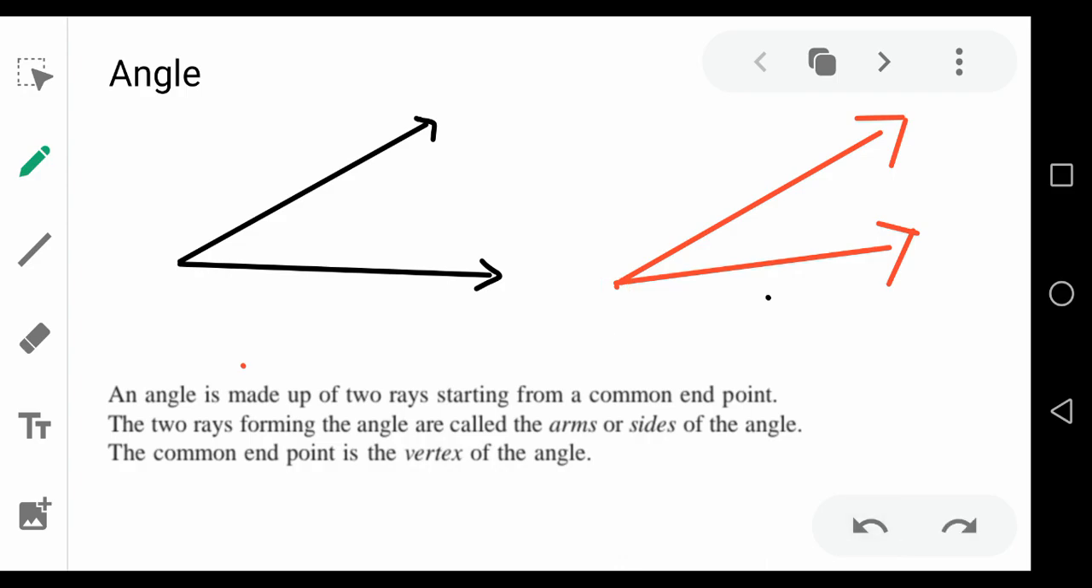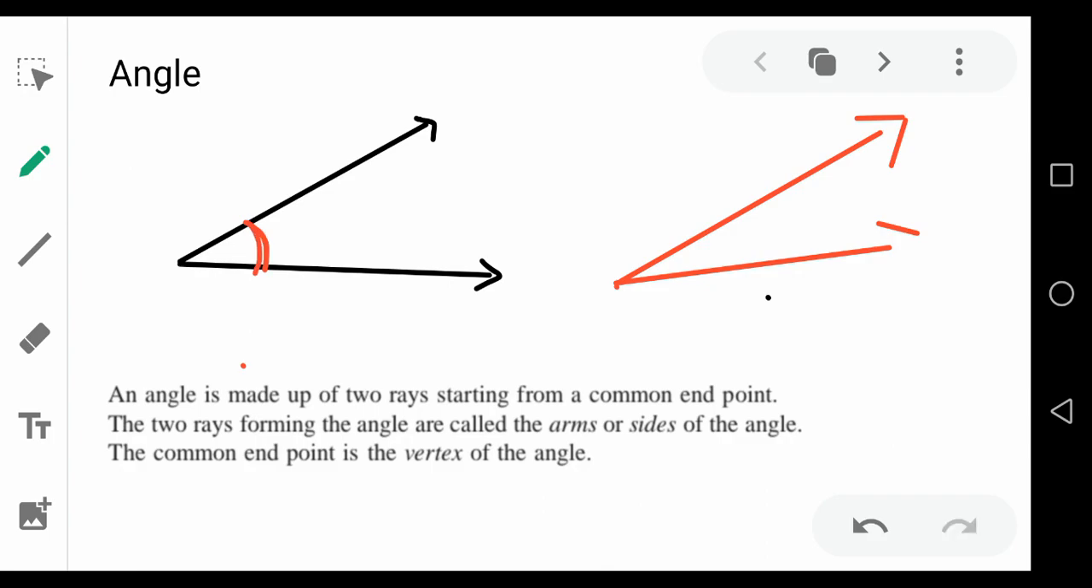Now where is angle? Angle means this part is called the angle. Okay. So these two rays have a common endpoint. So this part is called the angle. And for denoting an angle, what you have to do is you have to put a curve like this. So it means it is an angle.